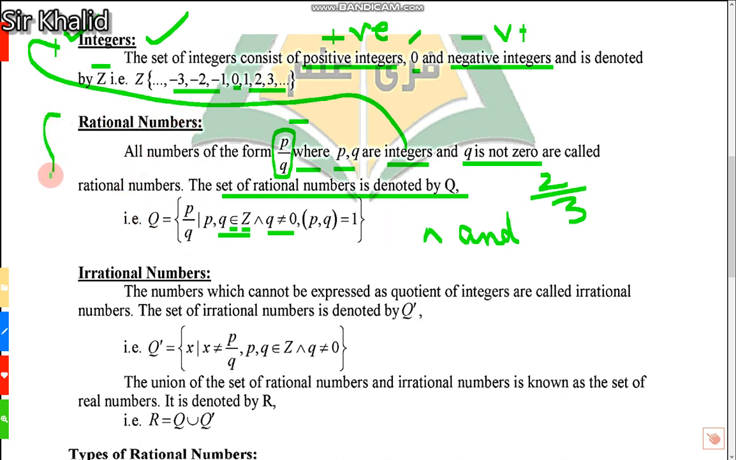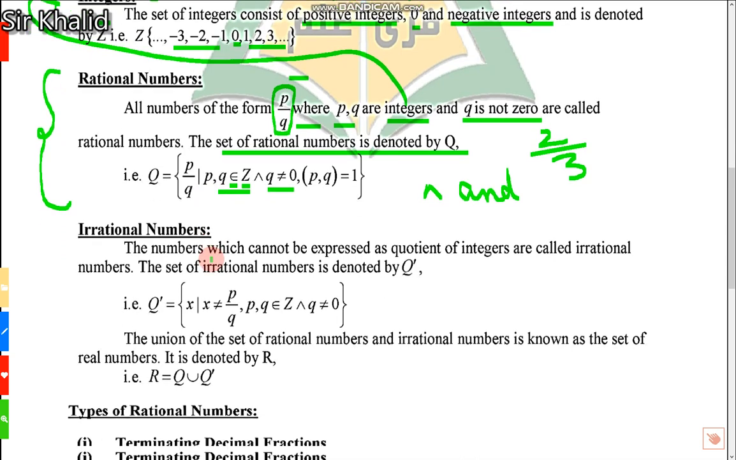It is a very important set of numbers that you are mainly concerned with in your next classes.